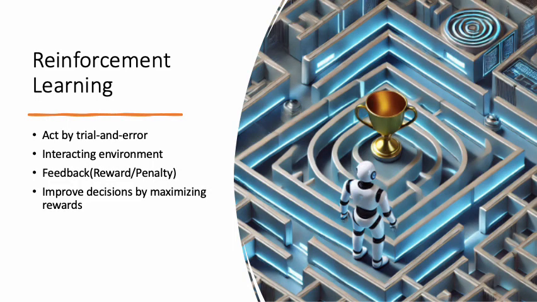Apart from supervised and unsupervised, there is also reinforcement learning. Reinforcement learning is a type of machine learning where an agent learns to make decisions by interacting with an environment to maximize cumulative rewards. Using a trial and error approach, the agent receives feedback as rewards or penalties, refining its strategy over time to optimize performance.